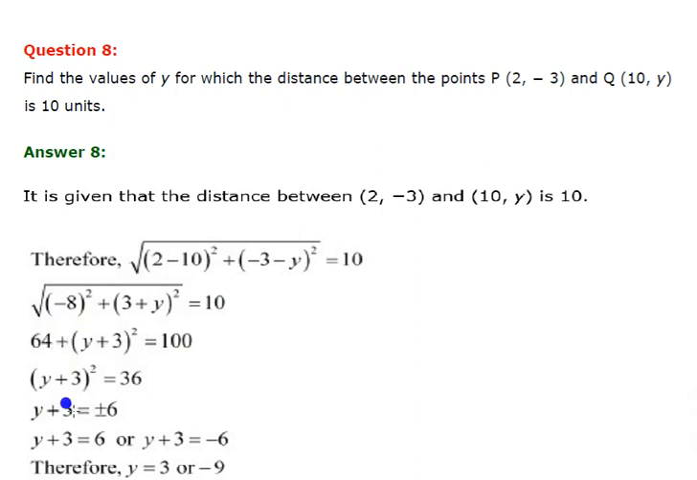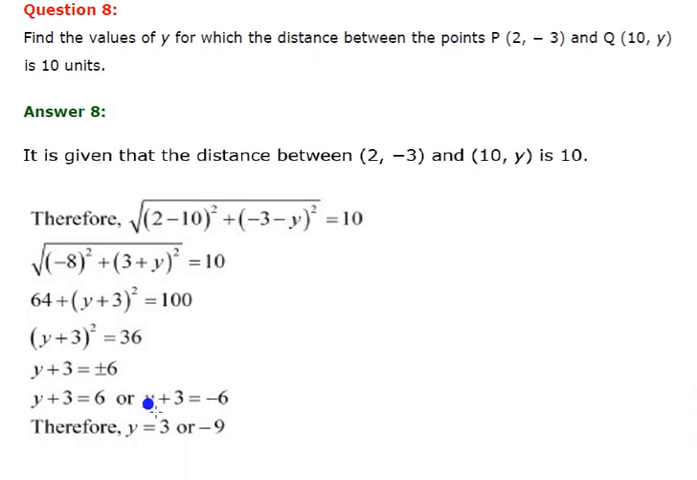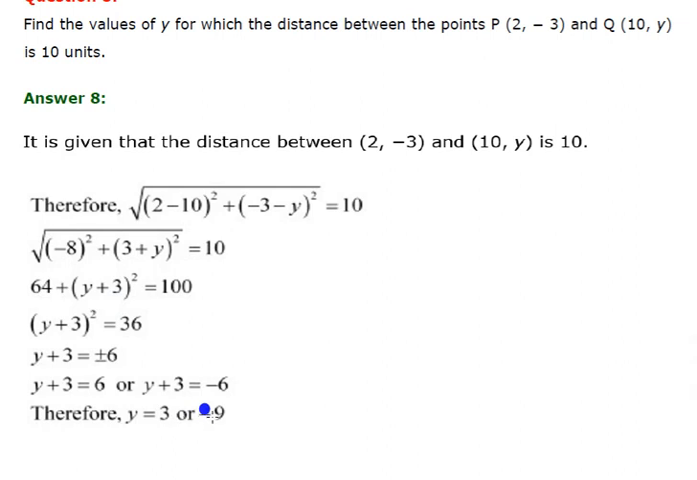Now then, y plus 3 is what? Under root 36, so that is plus minus 6. Any value that is free from the root will be in the form of plus and minus. So 36 is free from root, the value is 6, so it is plus minus 6. So y plus 3 can be plus 6 or minus 6.